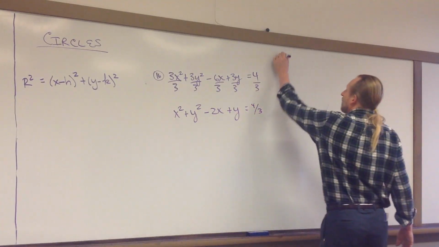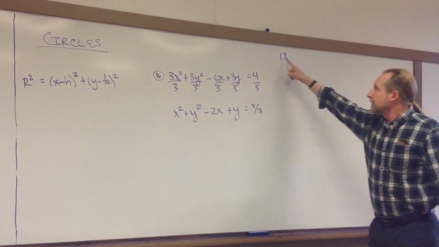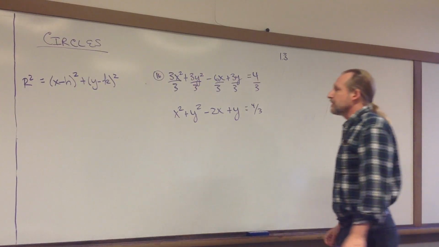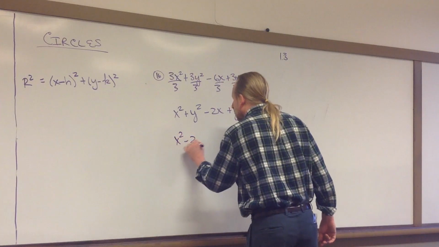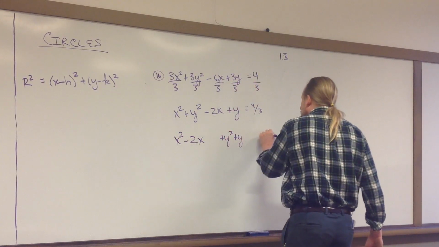And again, if you want to call that 1.3 repeating, at least make sure that you know that this is a repeating 3 and not a terminating 3. It's a big difference. Okay, so now let's group our variables and leave space to complete the square.